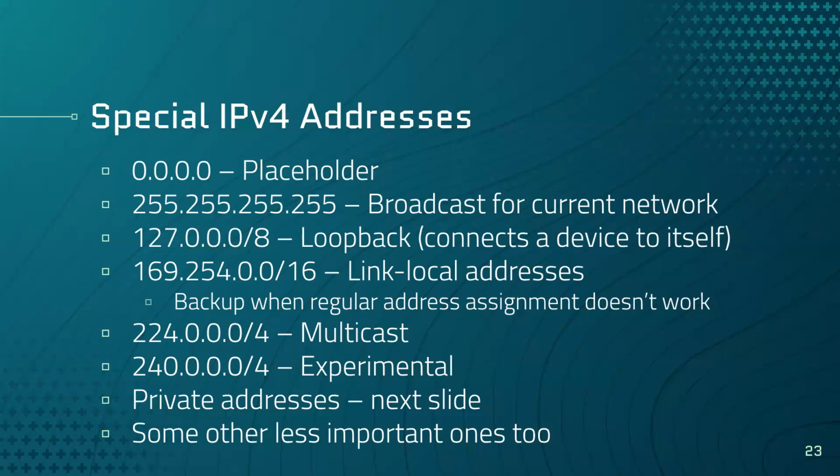And then the 224 addresses are called multicast. This is basically a feature in IP where you can have multiple people subscribe to something, and then you can send out a packet and it goes to everyone who subscribed to it. It's kind of weird. It only works for local area networks. You can't use it over the public internet. And it's not really used that often.